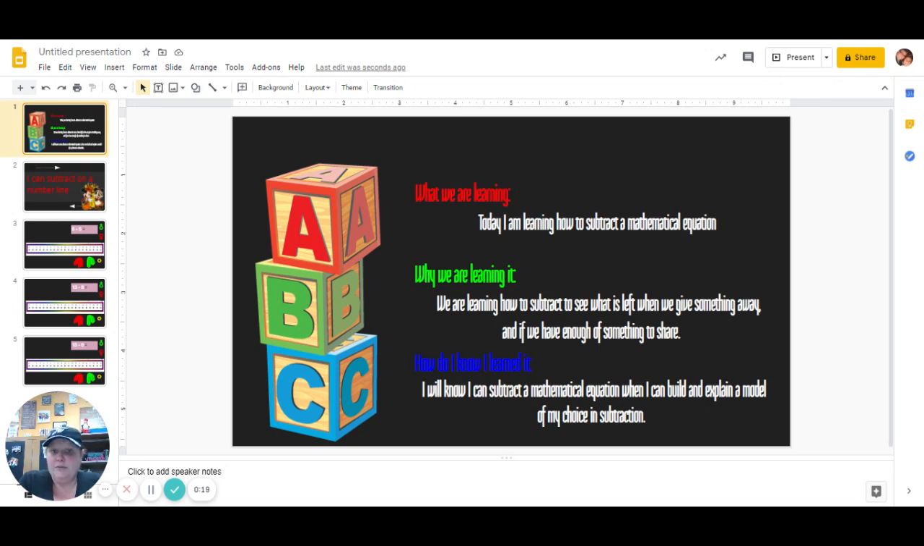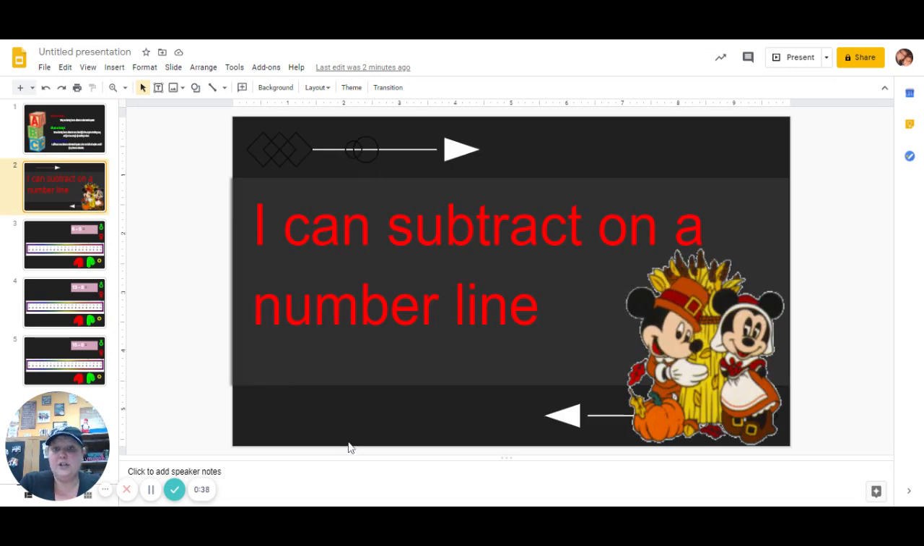And how will you know when you have learned this? I will know that I can subtract a mathematical equation when I can build and explain a model of my choice. So as we go through, I'm going to show you a couple other models that you're able to use in order to build and explain subtraction to see if you're good to go. Okay? So today your job is I can subtract on a number line. So we're going to be subtracting on a number line.